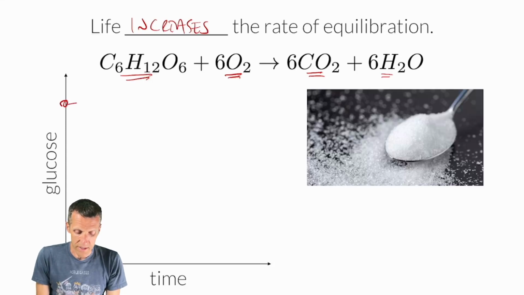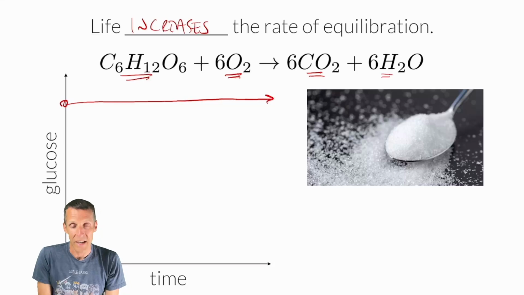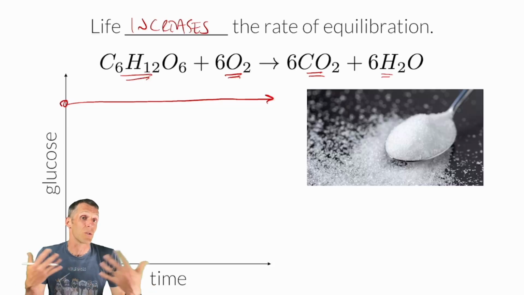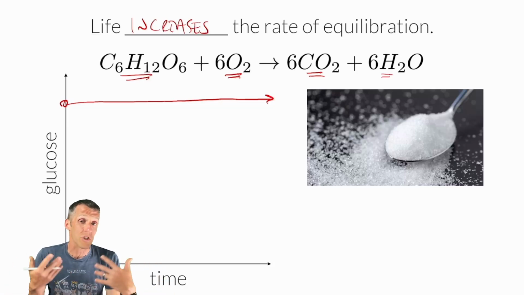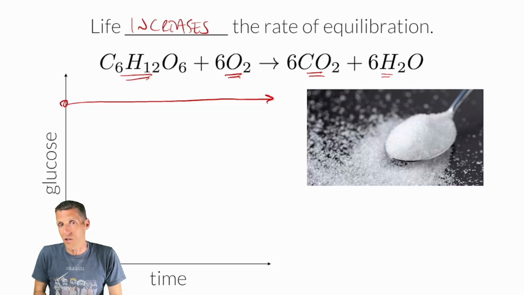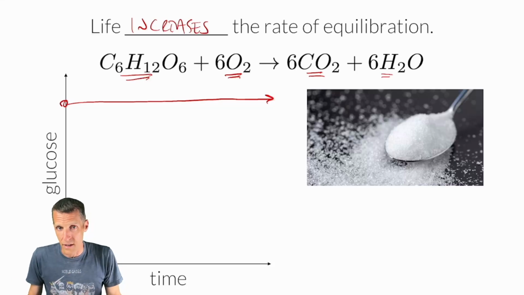The answer is going to be something like this, right? Even though it's favorable to break down glucose, it just sits there, right? There's nothing overcoming the activation barrier to actually do the reaction. Even though it's favorable, it's very, very slow. Now imagine that you add a bacterium that eats glucose into that system.